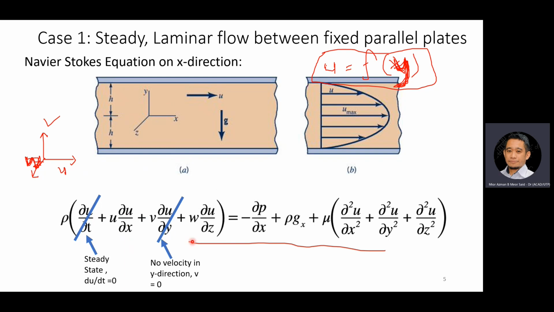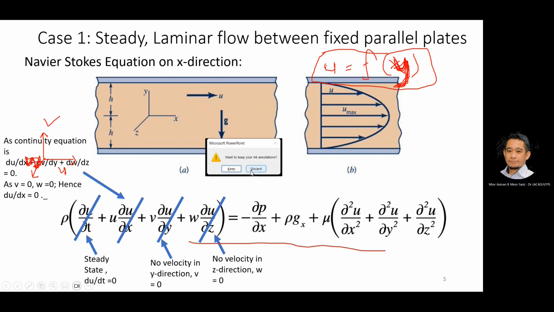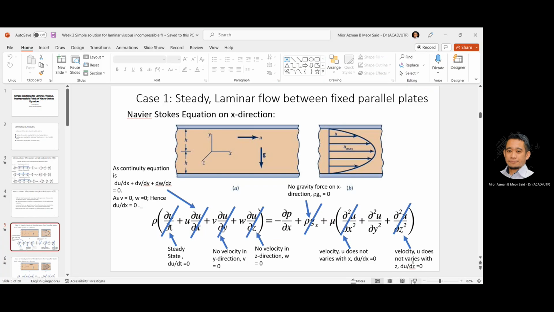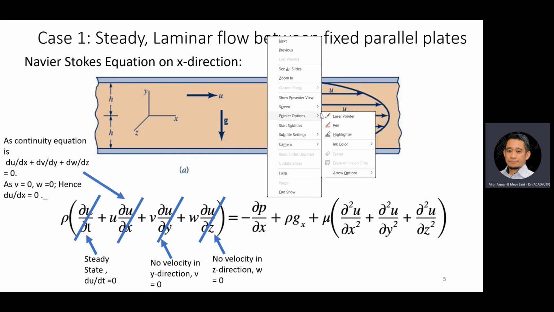All right, so no velocity in the y direction. That's why v equals 0. Also no velocity in the z direction coming out of the slide, so w is equal to 0 as well. So this will become 0. Now we have simplified this Navier-Stokes equation to this. And also this term here equals 0.